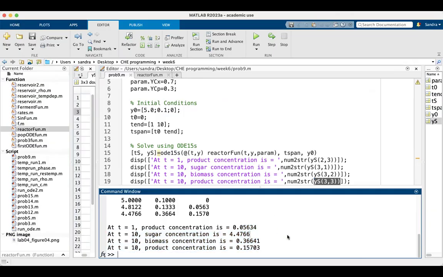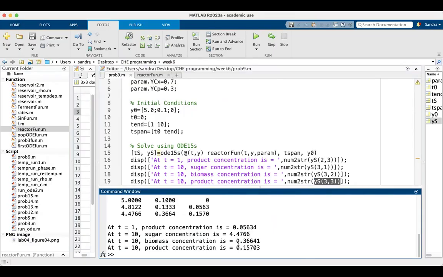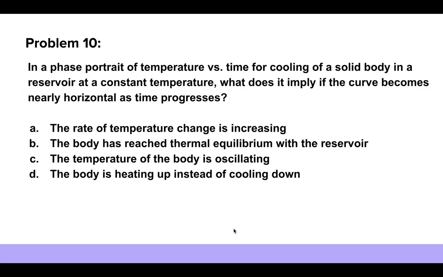Is this clear? Any doubts? I hope it is clear. Now moving on to the next question. Just give me a second. So this is the next question. I'll give you 1 or 2 minutes.